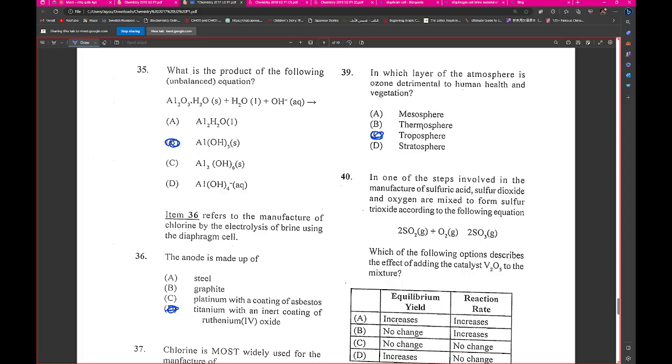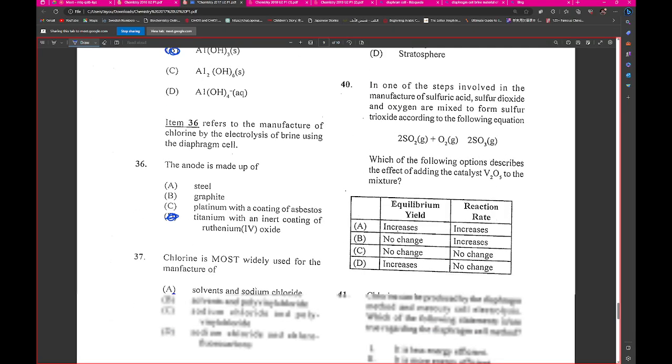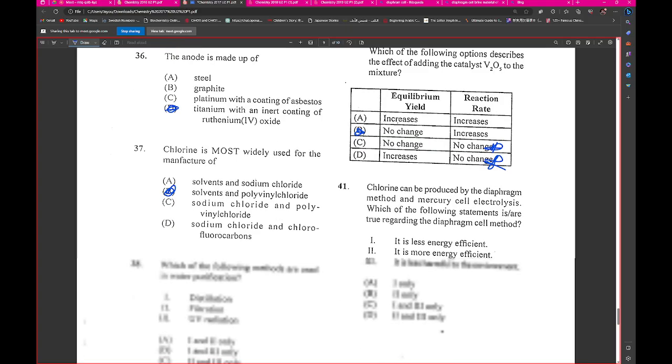In one of the steps involved in the manufacture of sulfuric acid, sulfur dioxide and oxygen are mixed to form sulfur trioxide according to the following equation. Which of the following options describes the effect of adding the catalyst, vanadium oxide, to the mixture? So what does a catalyst do? A catalyst is going to affect the rate, so we can have that. Will it change the equilibrium? No. Okay, B. Chlorine can be produced by the diaphragm method and mercury cell electrolysis. Which of the following statements is or are true regarding the diaphragm cell method?